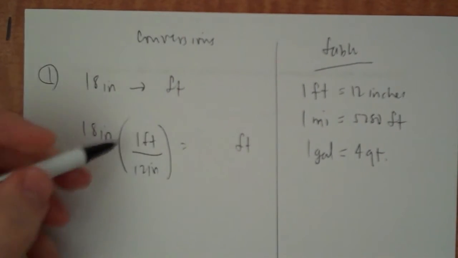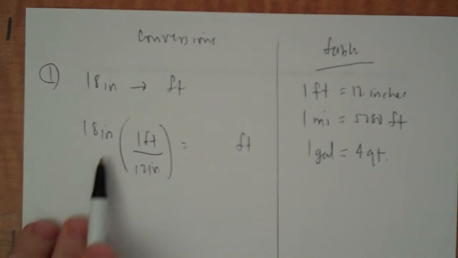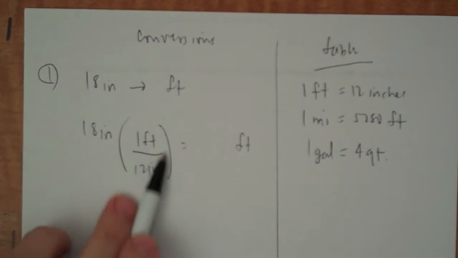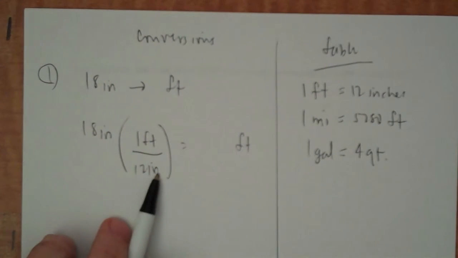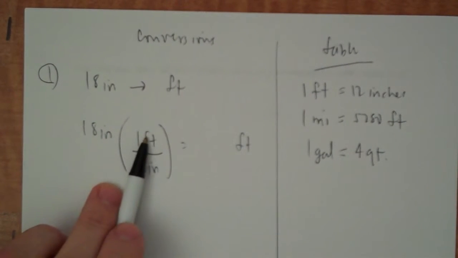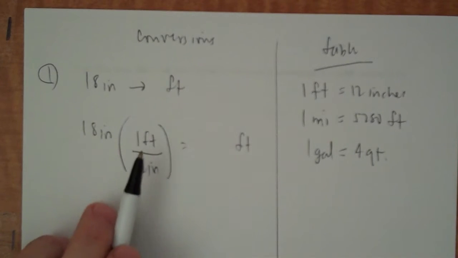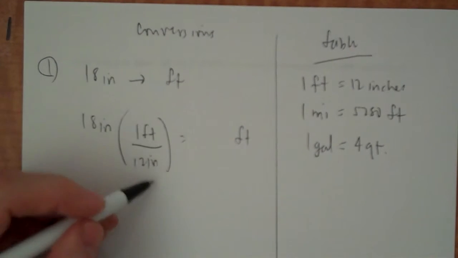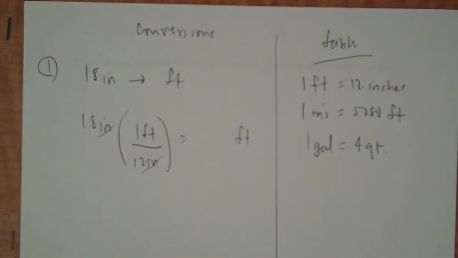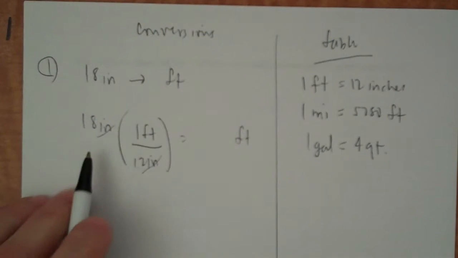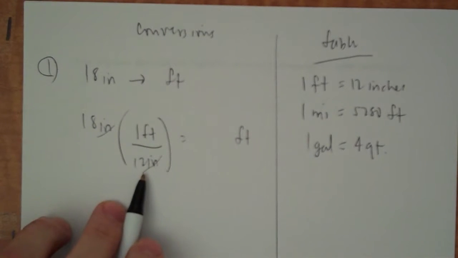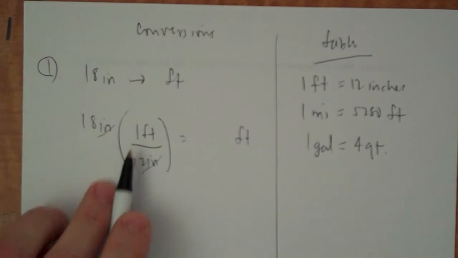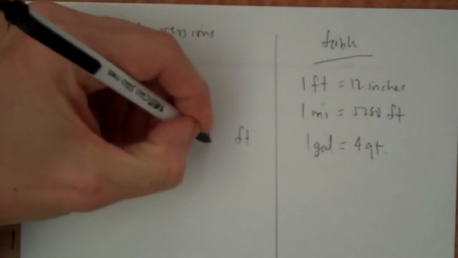You see that? So that means I'm just multiplying this number by 1, because 1 foot over 12 inches, these are equal to each other. And if the numerator is equal to the denominator, it's just a conversion factor. So now I can cancel out my inches, and I can see that 18 times 1 divided by 12 is going to give me feet. 18 times 1 is 18, divided by 12 is 1.5.